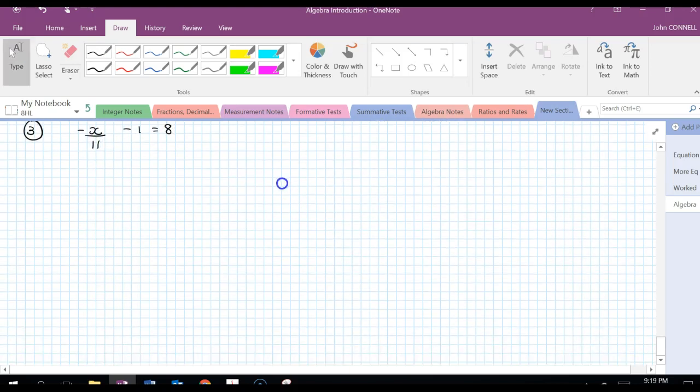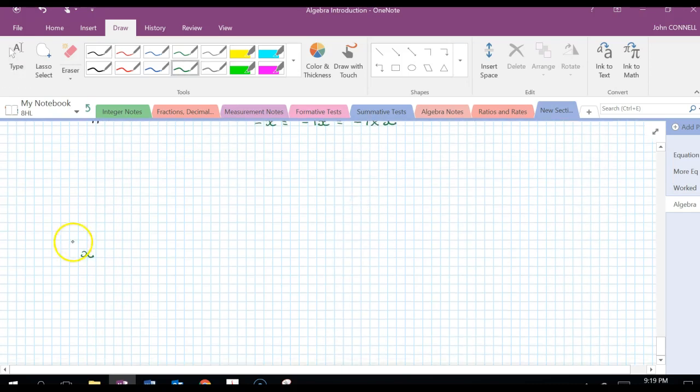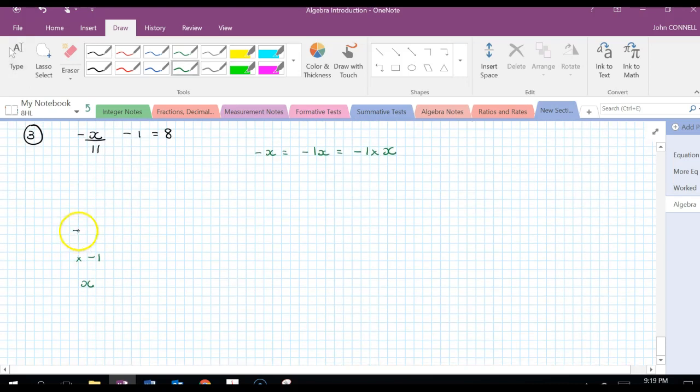Okay, alright, so in this next one, it's slightly different again. So we've got x, but we've got minus x. Now minus x can be thought of as minus 1x, so it can be thought of as minus 1 times x. So the first thing that we're doing to x is we're multiplying it by minus 1. And then we're dividing by 11, and then we're subtracting 1. So if I want to undo this, I'm going to have to add 1, I'm going to have to multiply by 11, and then I'm going to have to divide by minus 1, and that's going to give me x.